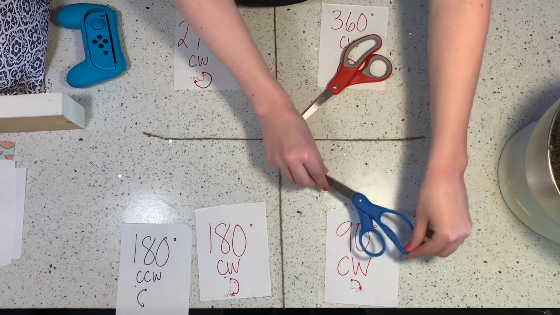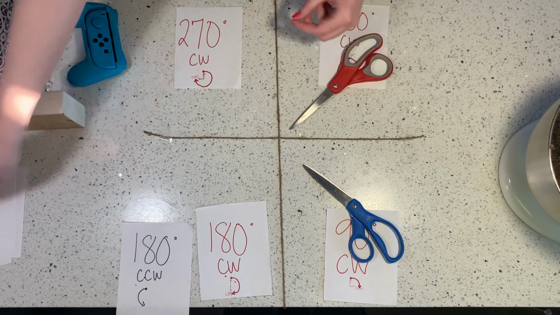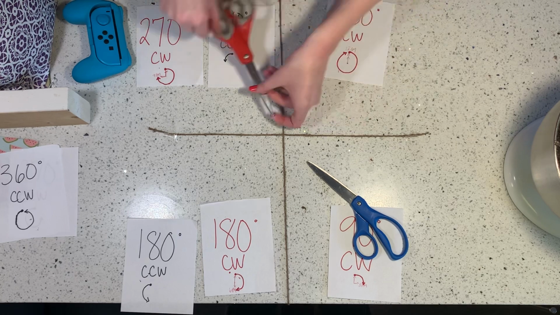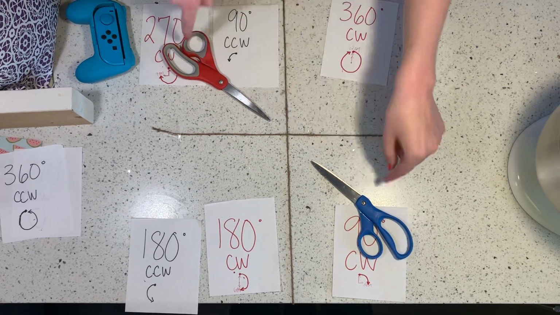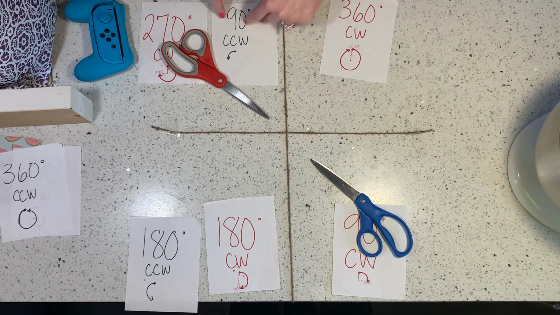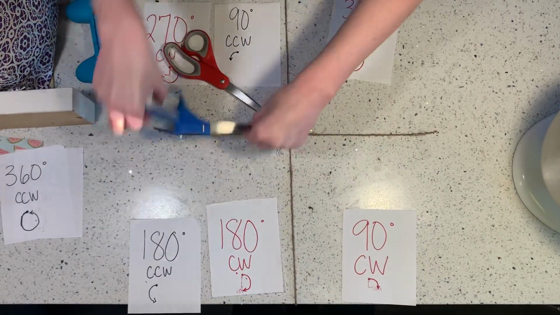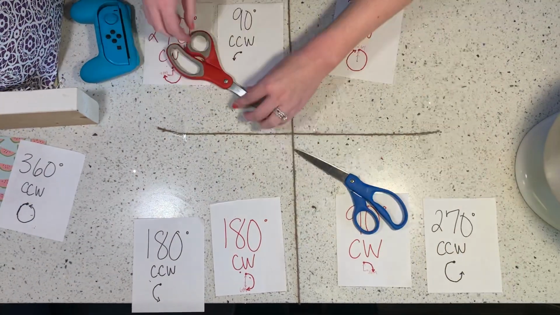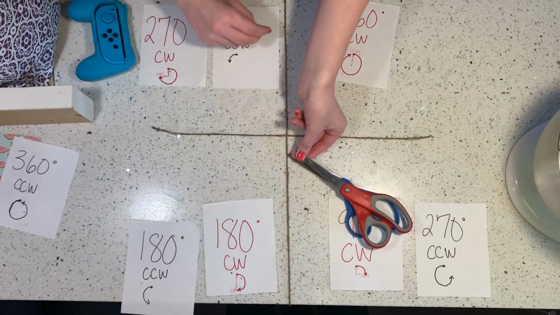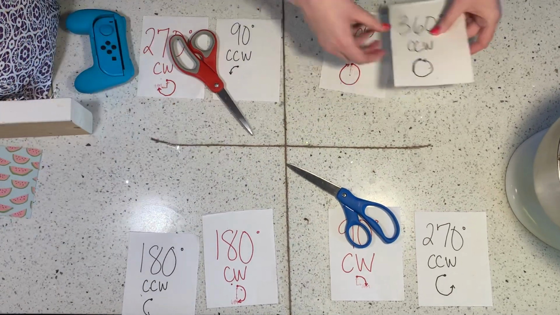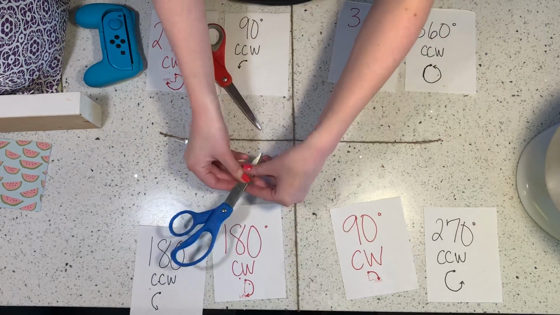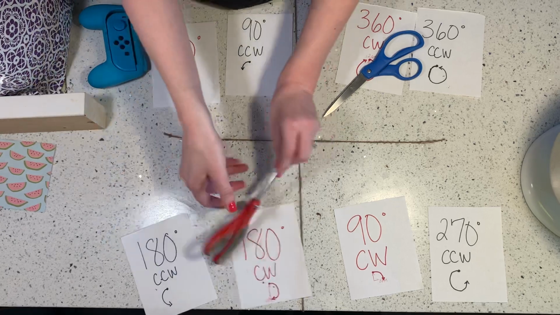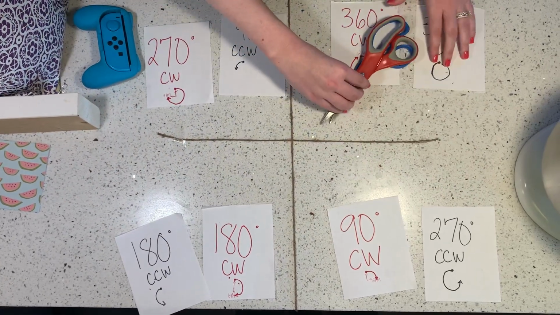But if I were to move the blue scissors 90 degrees clockwise and the red scissors 90 degrees counterclockwise, we end up in completely different places. This is the same as moving 270 degrees clockwise, while the blue scissors are in the same place as moving 270 degrees counterclockwise. And then if we move a full 360, we come back around, 180, 270, 360, we end up in the same place again.